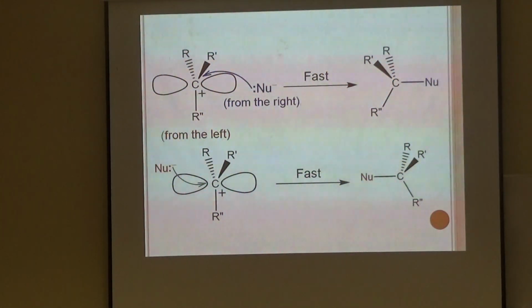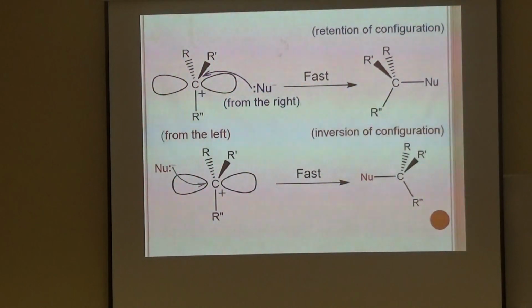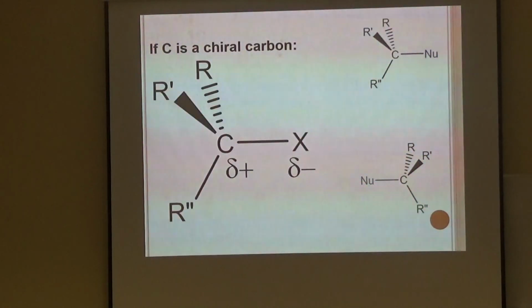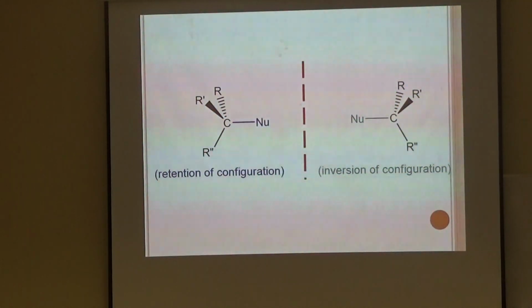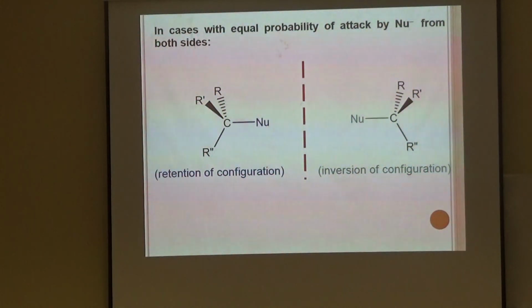So in your words just now, you are telling me that they will be of equal probability. One of them is retention, the other one is inversion. And if you're starting with a chiral center, then the two of them would have been mirror images. What do you call this? When you have 50-50 of the two mirror images, that mixture is called racemic mixture.